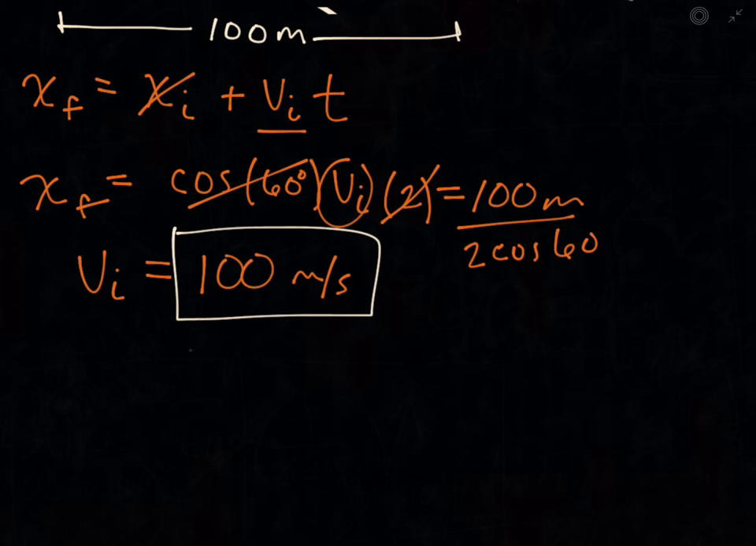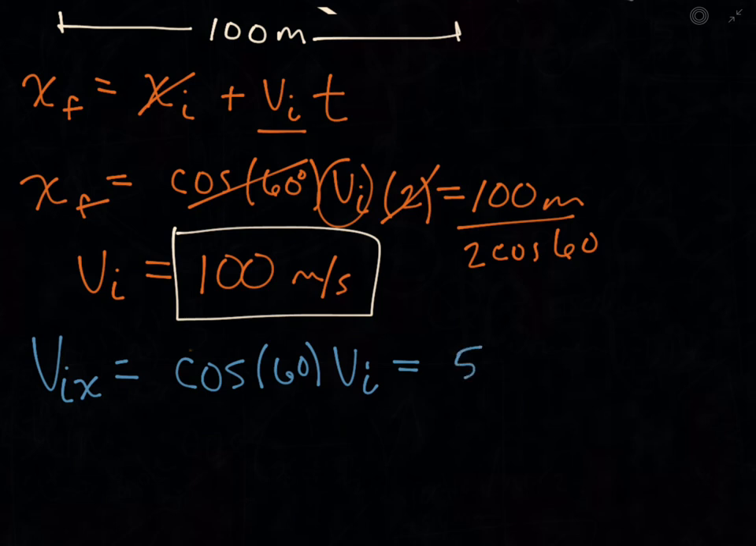Now we can say, based on our full initial velocity, that the initial velocity in the x direction is equal to, like we had up here, the cosine of the angle, in this case 60, times the initial velocity. So in this case it's 100 cosine 60. Make sure your calculator is in degrees. The cosine of 60 again is 1/2, which is why that denominator ended up being 1, because it was 2 times 1/2. So that's just 50 meters per second.